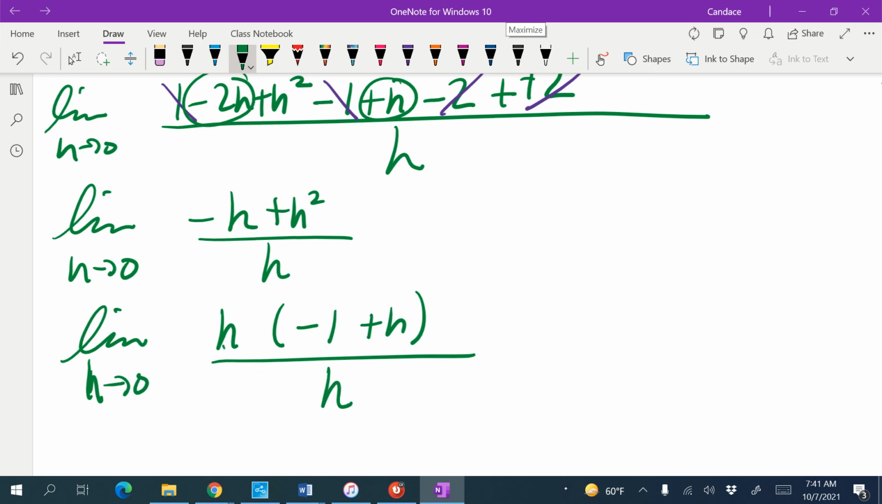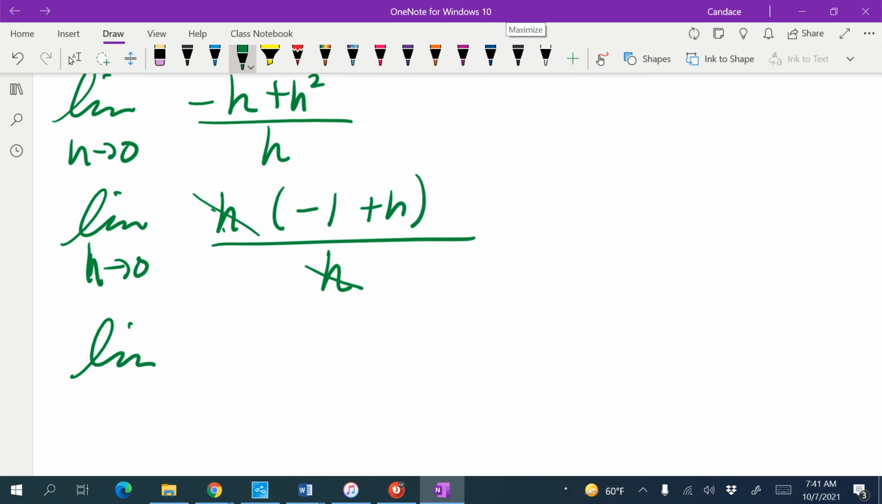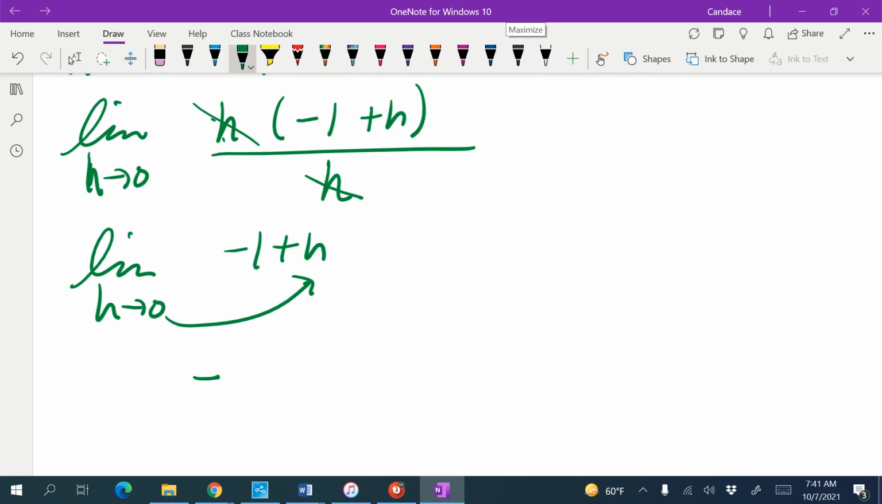And then I know that these two here are going to cancel. So I end up with the limit as h approaches 0 of -1 plus h. So I'm going to plug that 0 in for the h. So I get -1 plus 0, or -1.